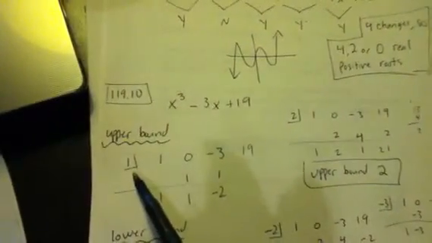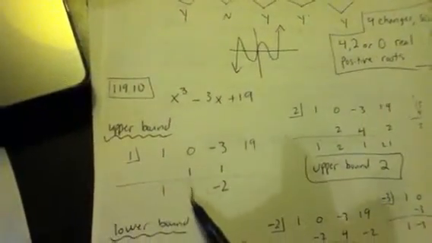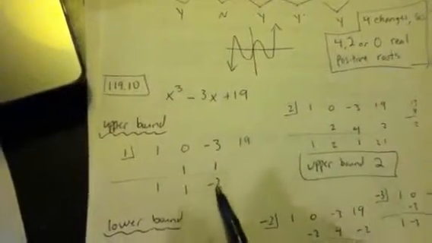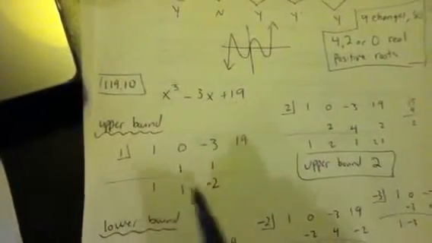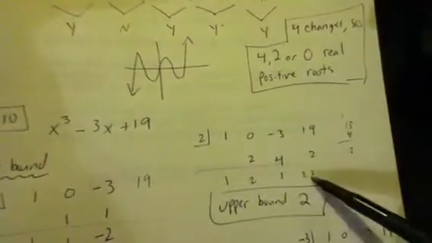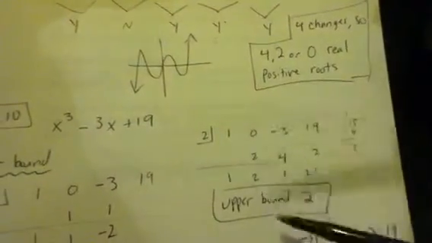So I try positive 1 because I'm looking for an upper bound, and my sign right here isn't the same as the other two, so I just give up immediately. I don't want to waste time. So then I try 2. Divide 2 into it. Oh, I got positive, positive, positive, positive. So the upper bound must be 2, because these are all the same sign down here.